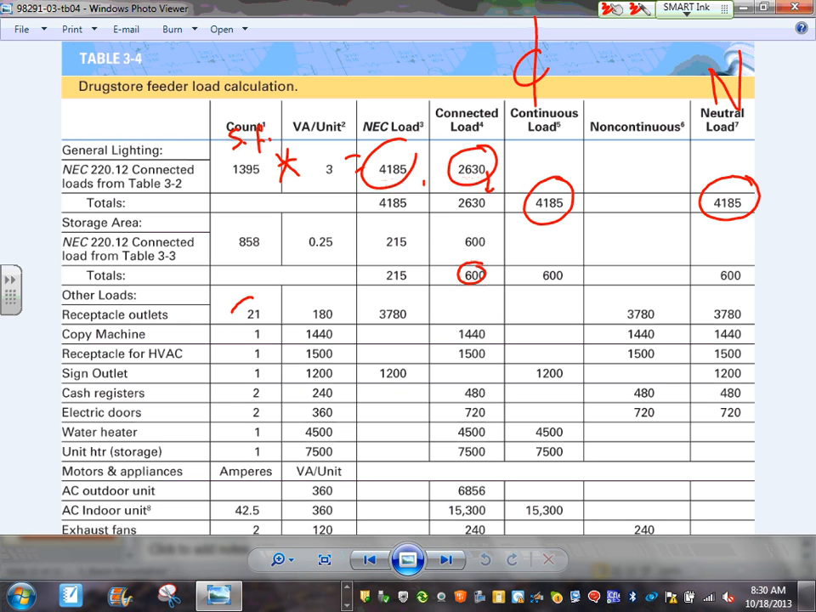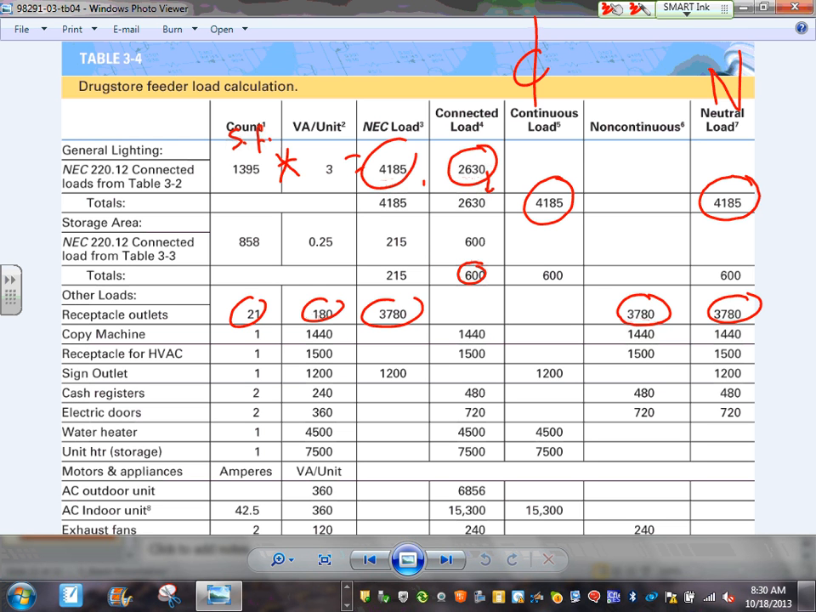Here's my receptacle outlet, 21 of them, 180. Came up with this, right? Copy machine, all of these receptacles, they're adding them all up, and they are non-continuous. They will be seen by the neutral. Anybody knows why they did not derate the receptacles? You only derate the receptacle if you have what? If you have 10K or more. Are they 10K here? No, they're less than 4K here. They don't derate them. Then they added all these receptacles, cash register, heater, and so on.